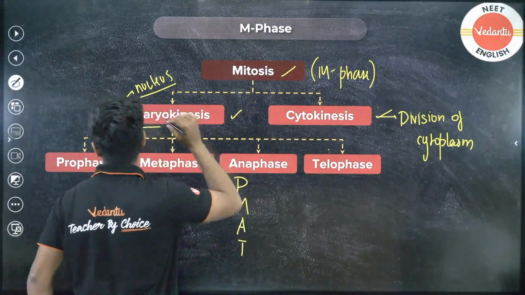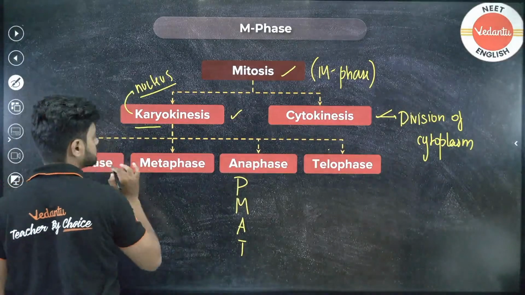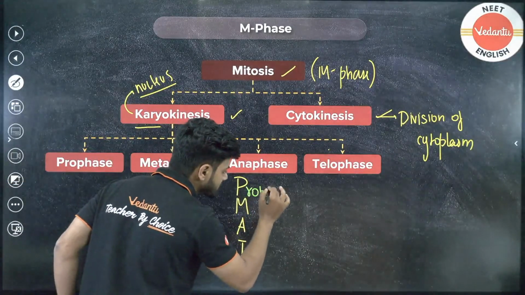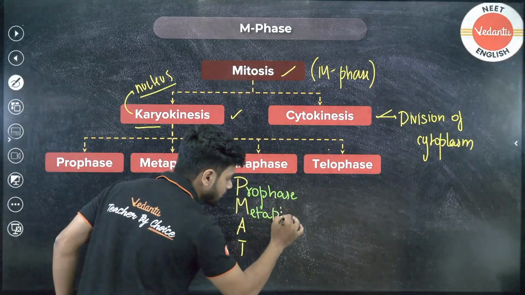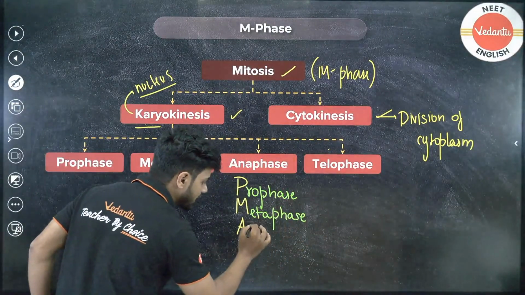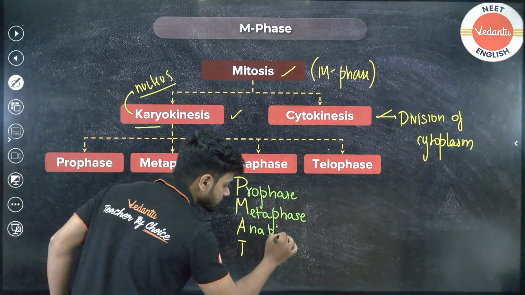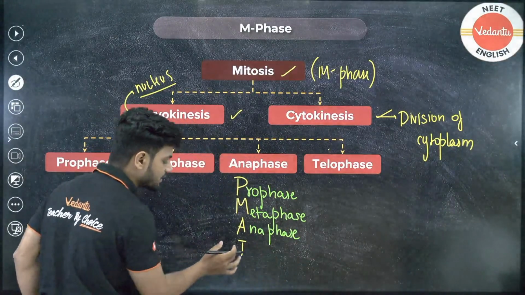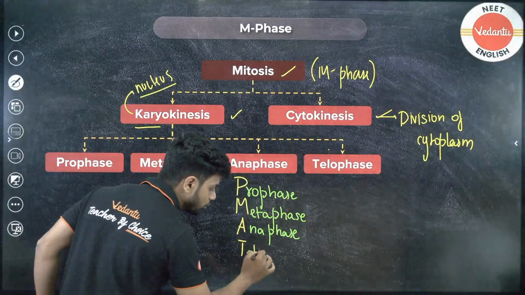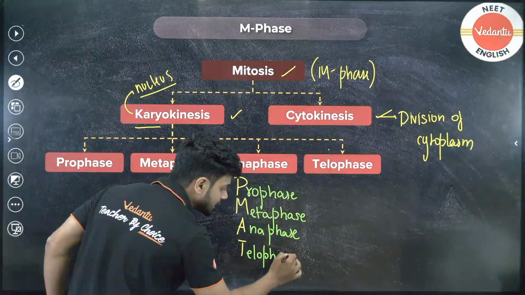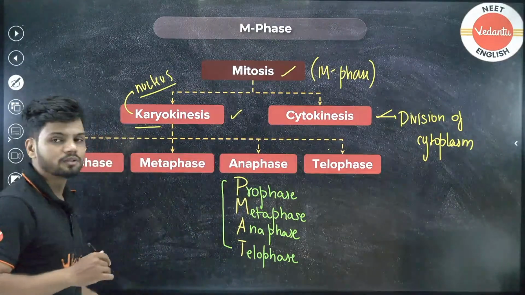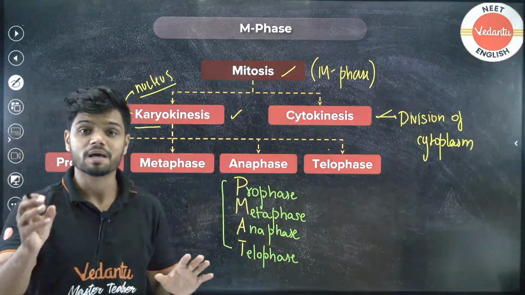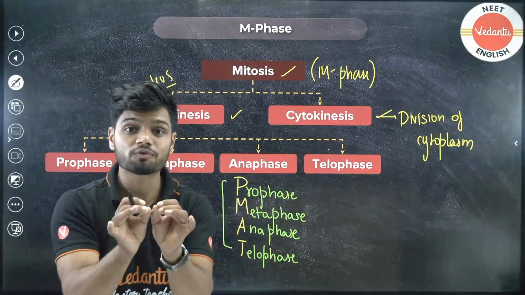What is P? P is for prophase, M for metaphase, then we have anaphase, and finally T for telophase. Prophase, metaphase, anaphase, telophase. Students, the order is extremely important, because many questions will come just from the order.